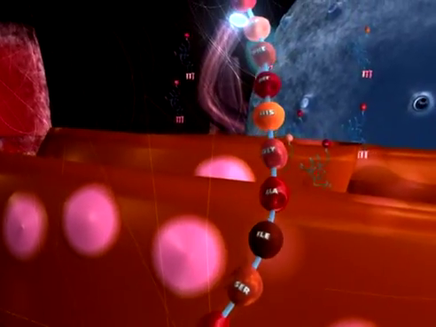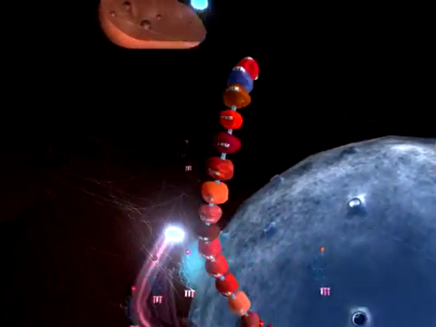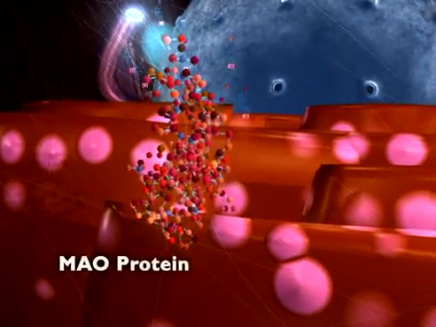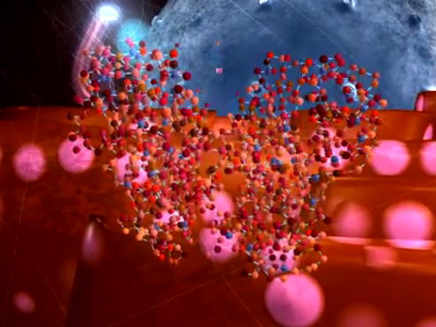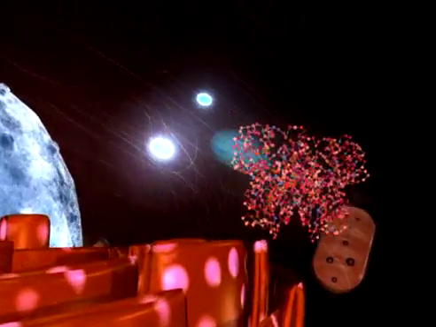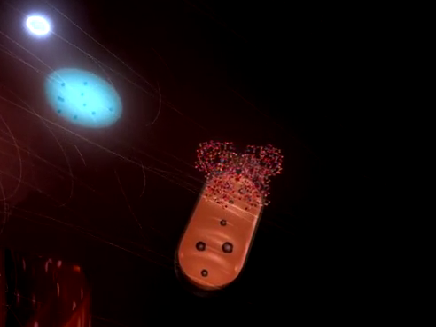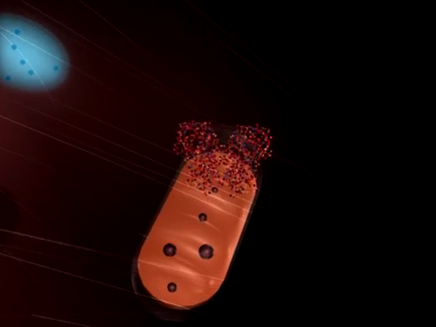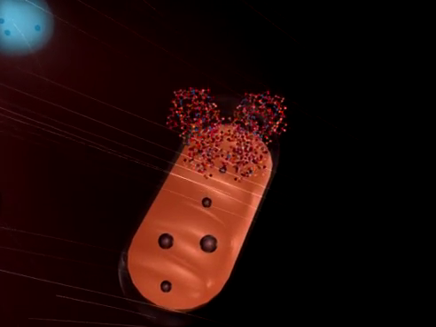This specific chain of amino acids becomes a polypeptide chain, which will grow into the MAO protein. Once the MAO protein is completed, it becomes embedded in the membrane of the mitochondria, an organelle that is the main source of energy for a cell.